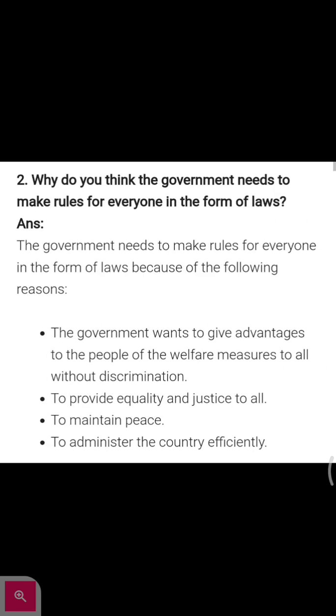Question number 2. Why do you think that the government needs to make rules for everyone in the form of laws? Answer. The government needs to make rules for everyone in the form of laws because of the following reasons. First, the government wants to give advantages of the welfare measures to all without discrimination. Second, to provide equality and justice to all. Third, to maintain peace. Fourth, to administer the country efficiently.